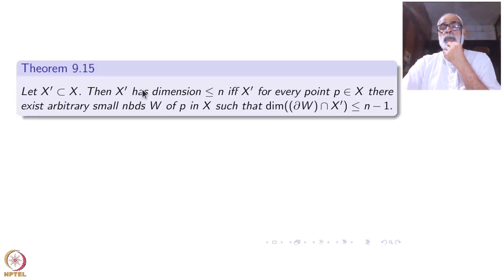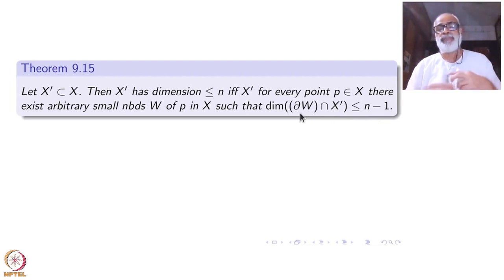Okay, now let us go to the zero dimensional dimension theory. Let X' be contained inside X. Now I am working with a separable metric space. Then X' has dimension less than or equal to n if and only if for every point p belonging to X, there exist arbitrarily small neighborhoods W of p in X, I want everything inside X now, such that the dimension of the boundary of W, also taken inside X, intersected with X', is less than or equal to n minus 1.